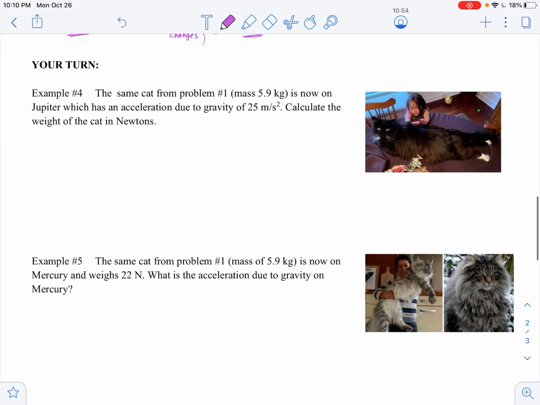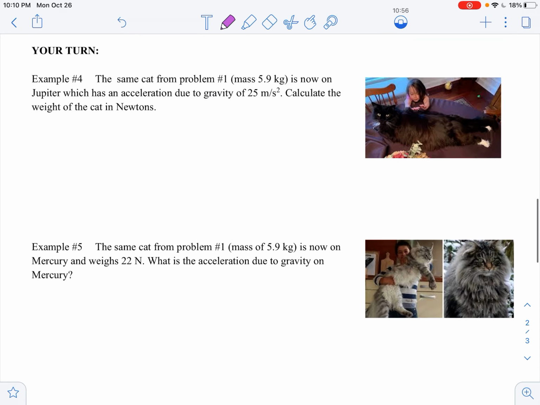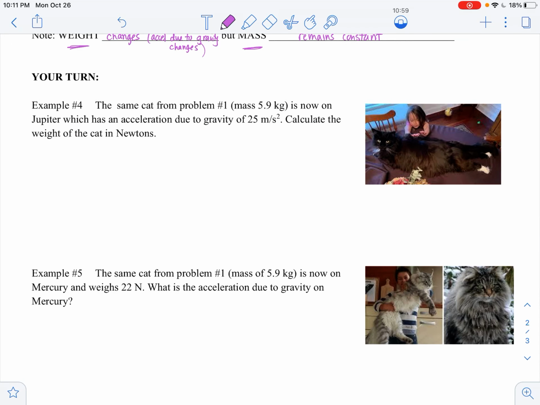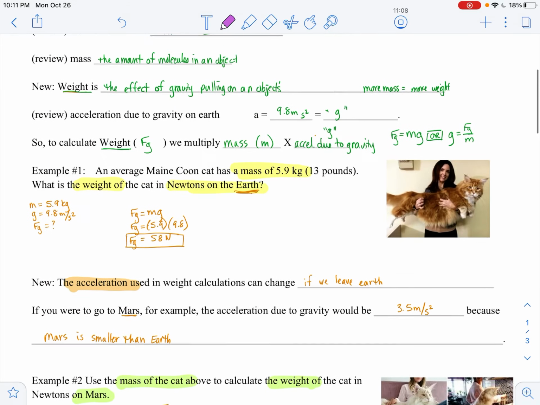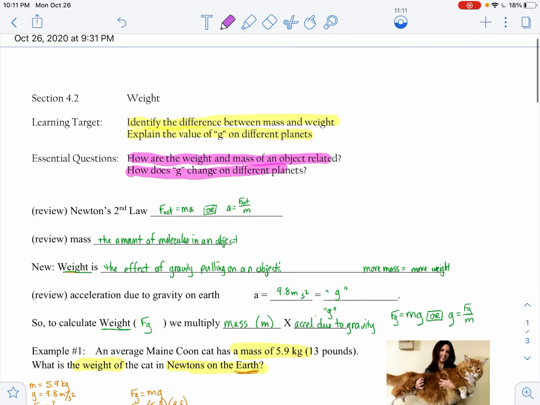All right, so you have 2 problems to work on here. And when you come to class next time, we'll turn these in. If you have any questions, make sure that you jot them down in your notes so that you remember to ask, all right? And let's take a quick look back and make sure, can you identify the difference between mass and weight? And can you tell me why G changes on different planets?